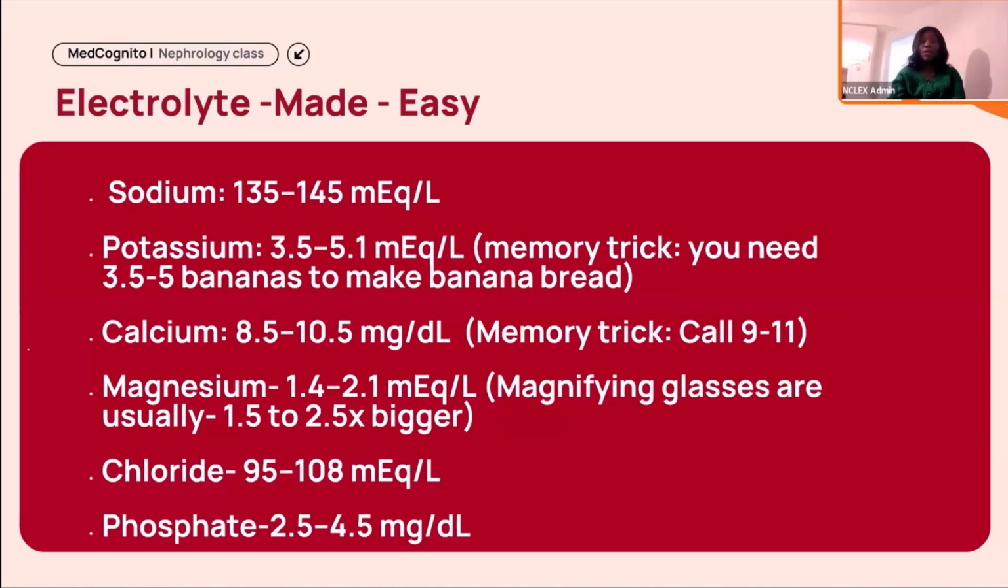So let's look at chloride. Let's try to remember 95 to 108. I'll try to see if I can get some memory trick for that. And then phosphate, 2.5 to 4.5. For phosphate, we started with 2.5, we added 2, and then we have 4.5. So I hope it's sounding a bit easier for you right now. Let's dive into it further.